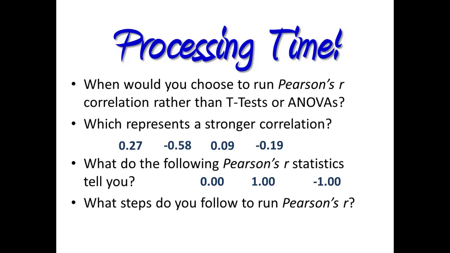And then what steps would you follow if you were to run Pearson's R? Those would be Analyze, Correlate, Bivariate, and then identify the variables, and under Options for Statistics, choose means and standard deviations. Now, if you need to run analyses on two variables that are gathering interval level data, then you would use Pearson's R.